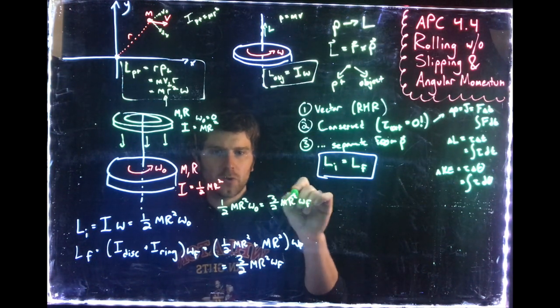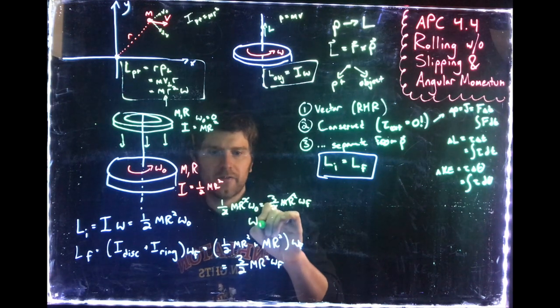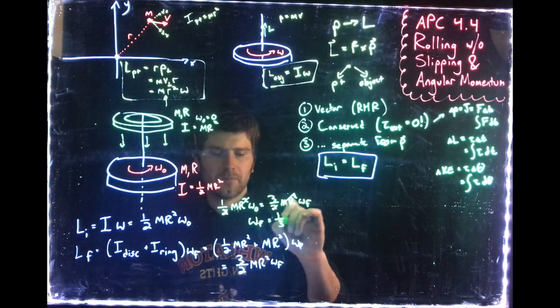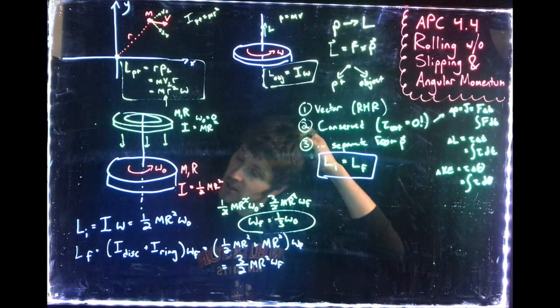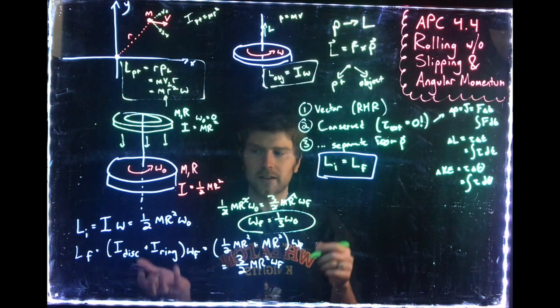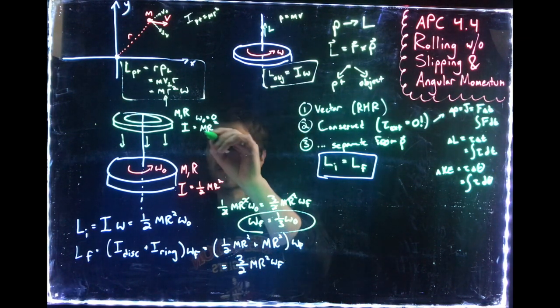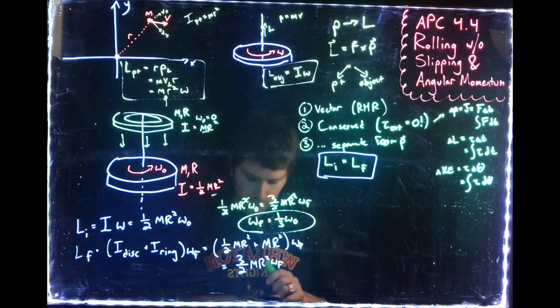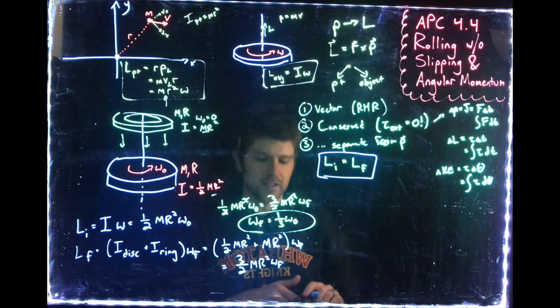Pretty much everything goes away except for the 3, and what I find is my omega final is 1/3 of my initial omega. That is, it slows down due to the collision, but it's not about the difference in masses, it's actually about the difference in I's. So I actually lose a lot more velocity. Even though they have the same mass, they have dramatically different moments of inertia. This, by the way, you may have been told at some point in your life.